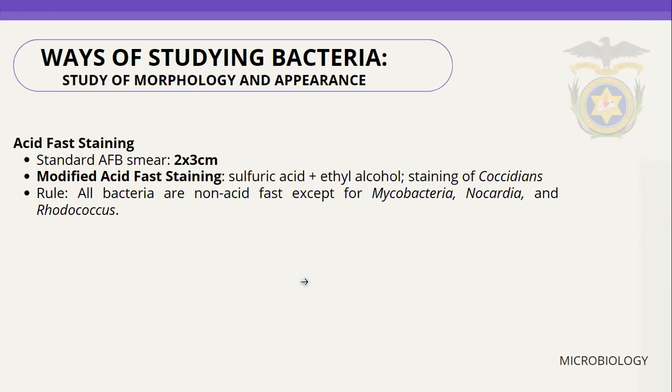Our standard AFB smear is 2 by 3 centimeters. The modified acid-fast staining is used for the staining of the coccidians. We use sulfuric acid plus ethyl alcohol as our decolorizer. And our rule here is that all bacteria are non-acid-fast except for Mycobacteria, Nocardia, and Rhodococcus.